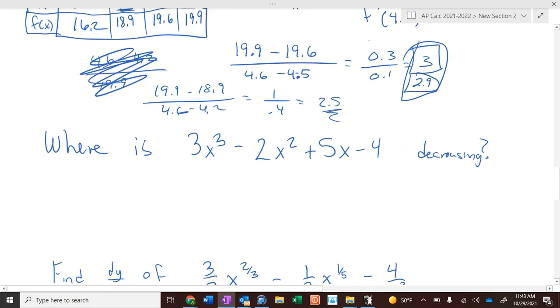Where is that function decreasing? What would you do? Take the first derivative. You could. We haven't learned that stuff yet, where you take the first derivative and then look at the slope and figure out where the slope is negative. That's upcoming. So what should you do with what our current knowledge is?